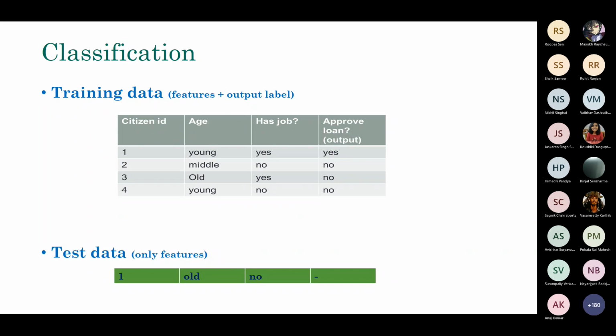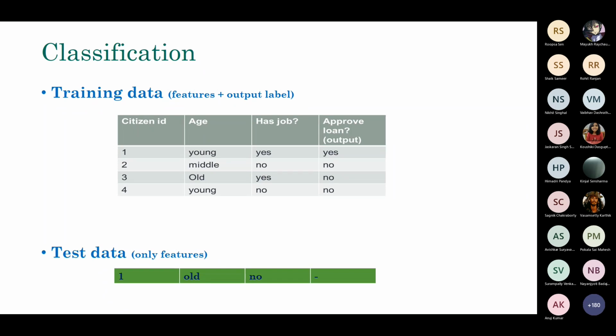Okay. So just to fix my terminology, in case I use different terms while I am speaking: when I say a single sample, I mean the entire row, all the features for that sample. And when I talk about input features or input variables, that means the features of this particular sample. So here, for example, if I say the single sample with sample ID 1, in the first row the age is young, has job is yes, and the output is yes. Input features means the young and yes for this particular example. So that's how I'm going to use my terminology.